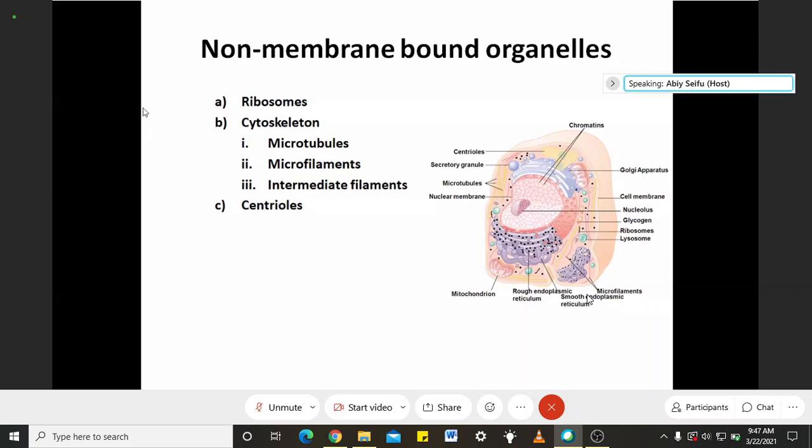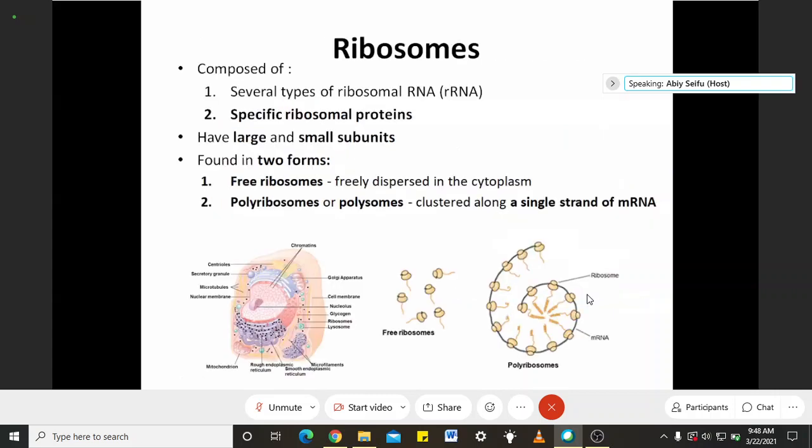The non-membrane-bound organelles include the ribosomes for making proteins. I've been mentioning this already. And then we have different types of filamentous proteins, which are collectively named as cytoskeleton of the cell, and the centrioles located at the cell center. So these are the organelles which are found freely within the cytoplasm. So let's begin with the ribosomes.